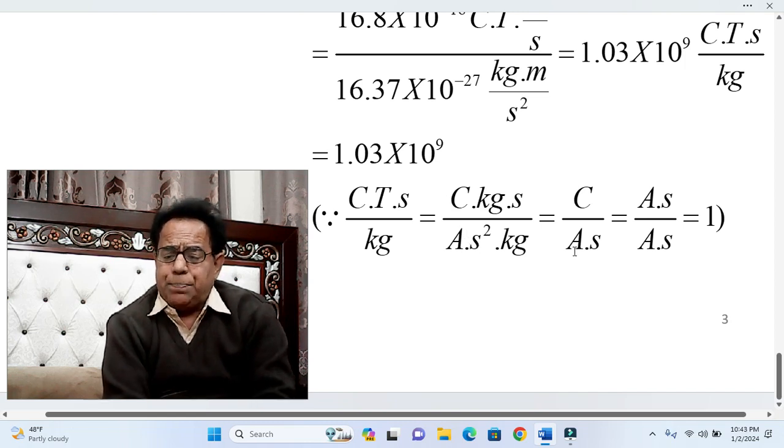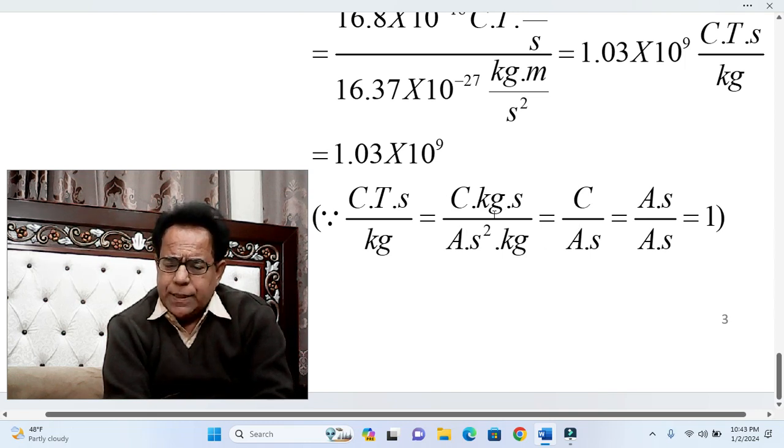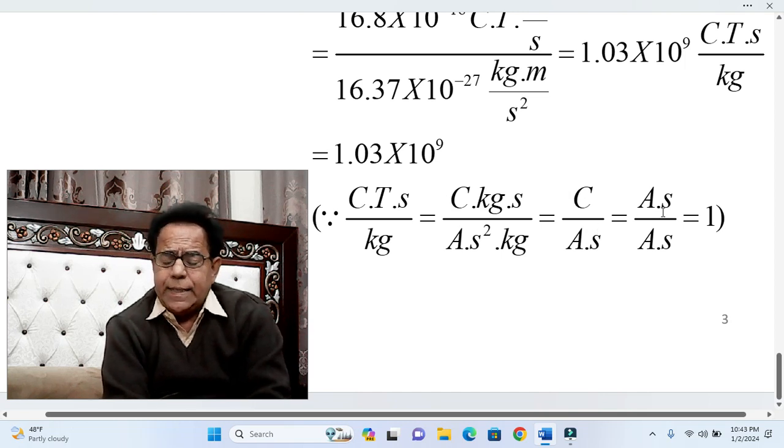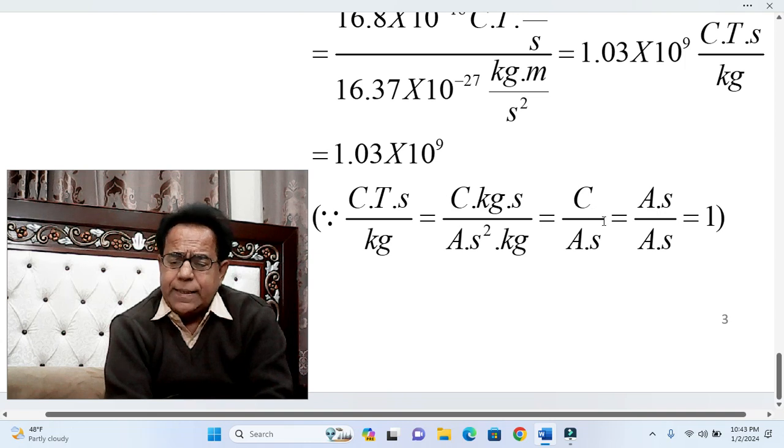In the next step, we see that kilogram will be cancelled with kilogram and one second will be cancelled with second, and we will get coulomb over ampere second. This can be equal to unity only if coulomb is also equal to ampere second. So it means that coulomb is equal to ampere into second. That is why our result becomes unity.